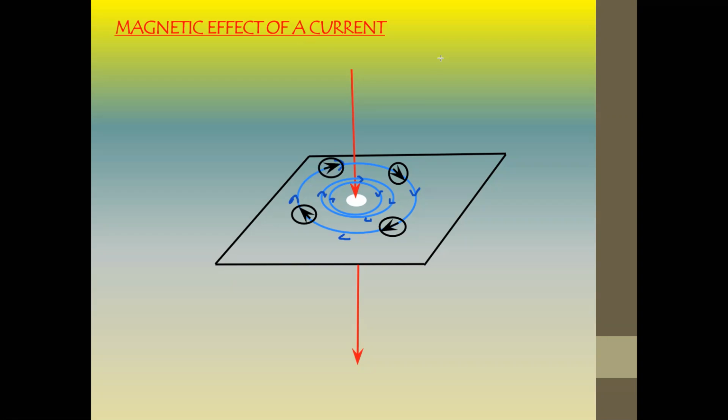Is it clear how to work out the direction of the magnetic field due to a current carrying conductor? So you will use the right hand grip rule to show the direction of the magnetic field due to a current carrying conductor.